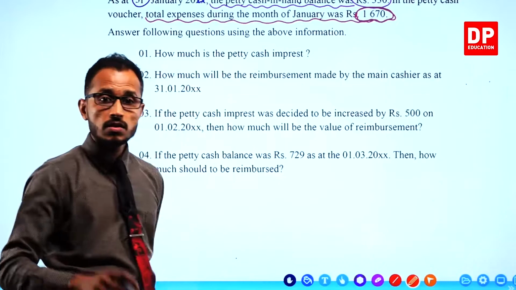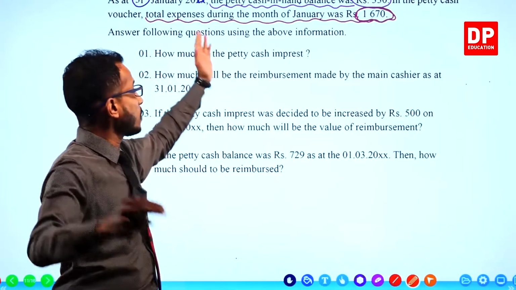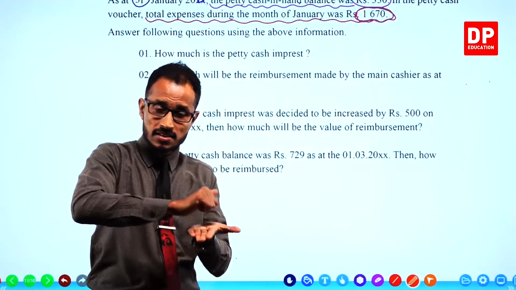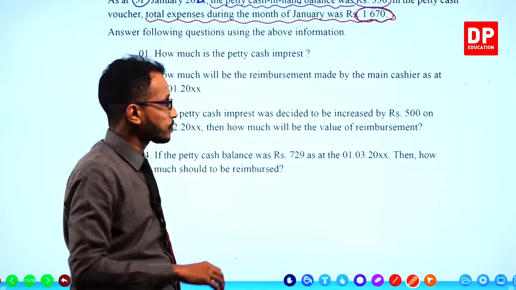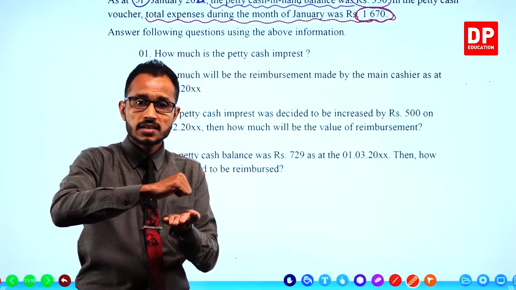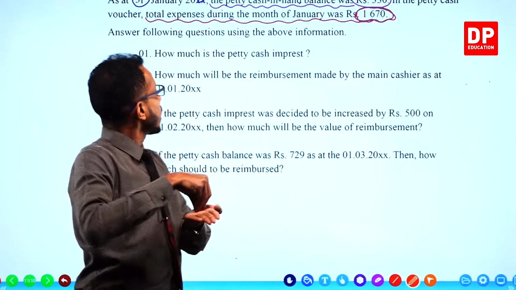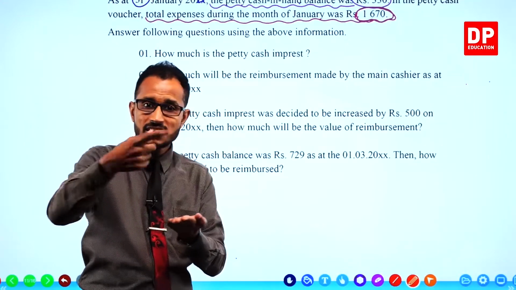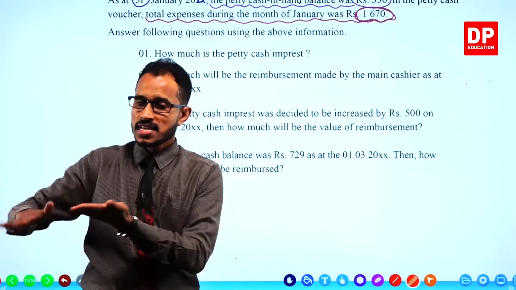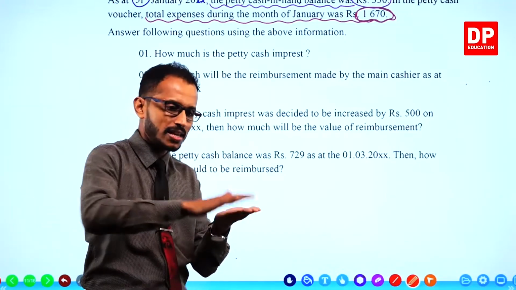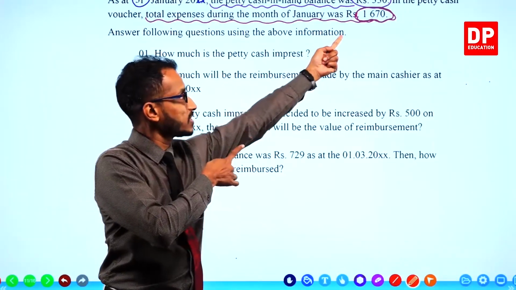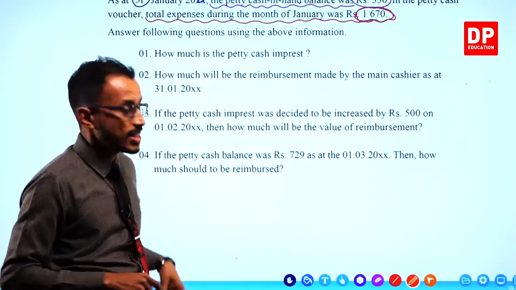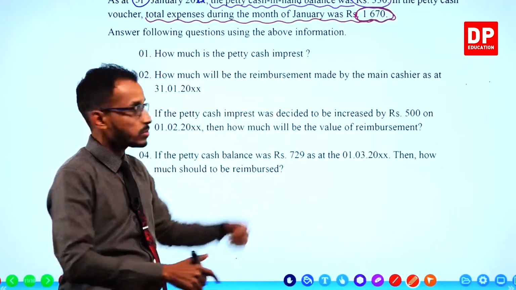Here we go. We're doing the calculations. You do it with me. How much is the petty cash imprest? If at the end of the month 330 was remaining at hand, clear? 330 was remaining at hand, and during the entire month, 1,670 expenses were spent. What was the total at hand at the beginning of the month? That is the imprest amount.